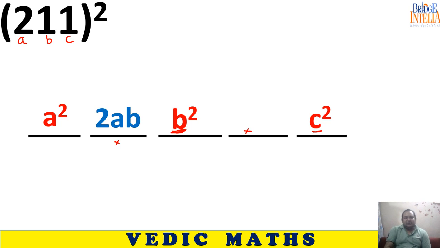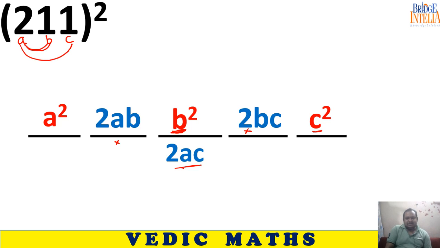Then what? 2AB. So first you write 2AB here, then 2AC here. How will you remember AC? First you connect AB, that is AB, then you connect AC. So 2AC. Third 2BC. So BC you have to write here. So if you remember this, you can find these kind of squares very fast. You can do everything in your mind.